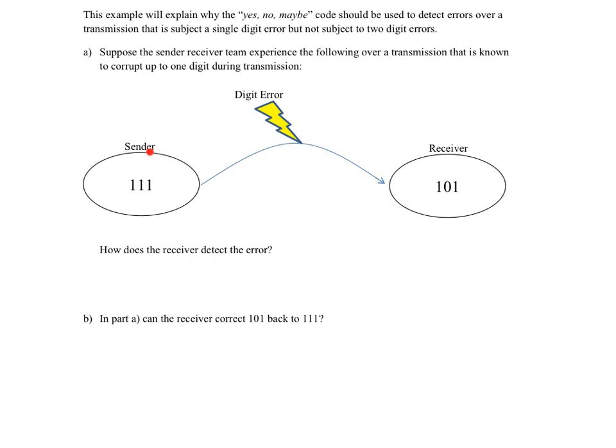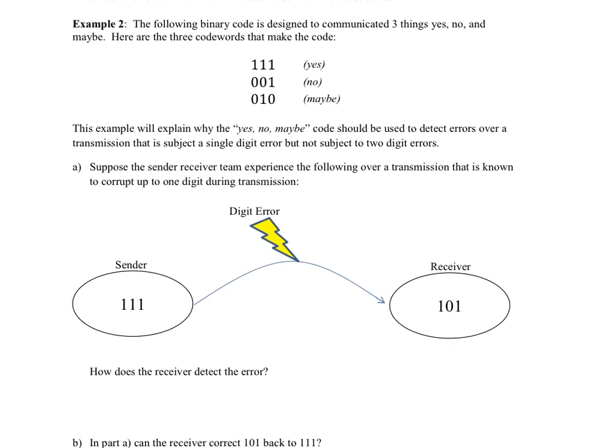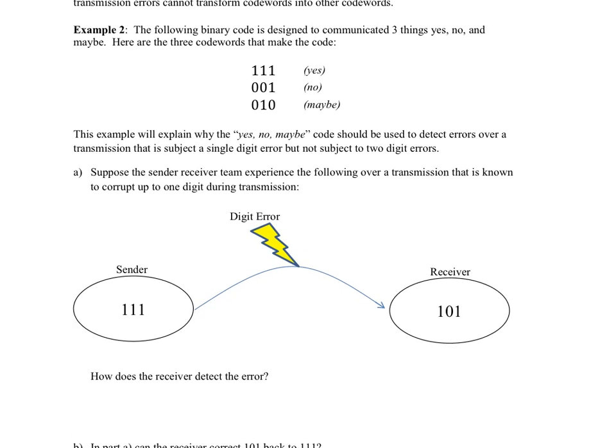So the sender, for example, sends all 1s, and the receiver receives this. So can the receiver figure things out? Well, for part A, we're just going to ask, can they detect the error? So the receiver would say, okay, well, what is the code? The code is this, and I've received 101. 101 is not any of those options, so the error is successfully detected.